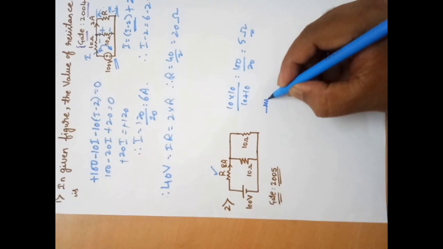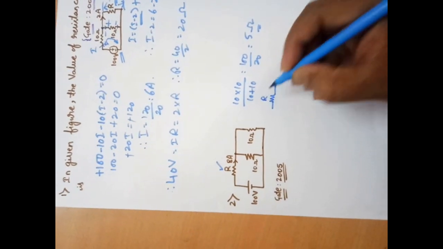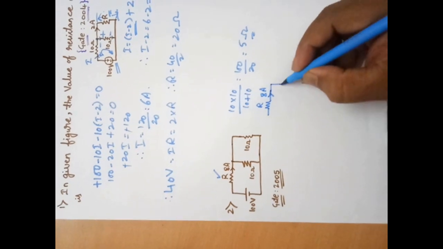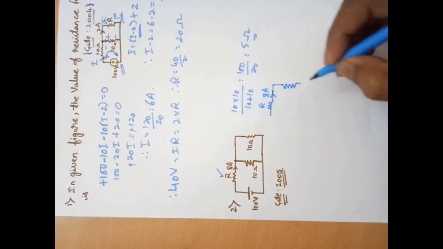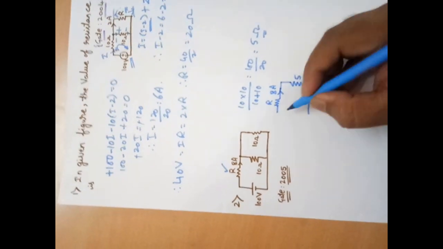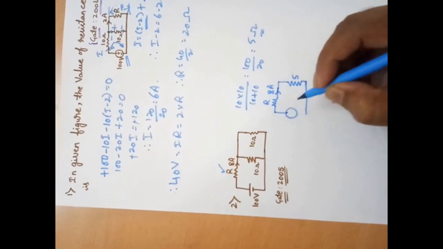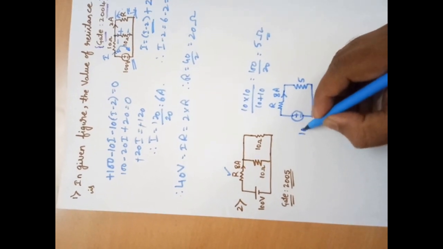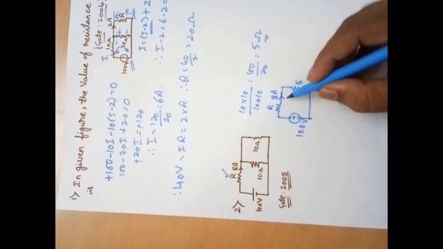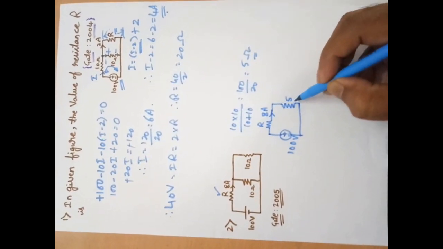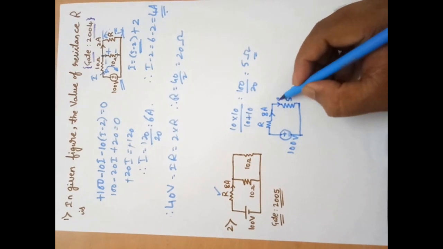We get a resistance of R through which 8 amp current is flowing. After simplifying those two parallel resistances, we got one resistance of 5 ohms, and this is the battery source, so I will mention it as plus minus 100 volt. Now these two are in series, so the same current will be flowing in this branch, so we get 8 amps here also.